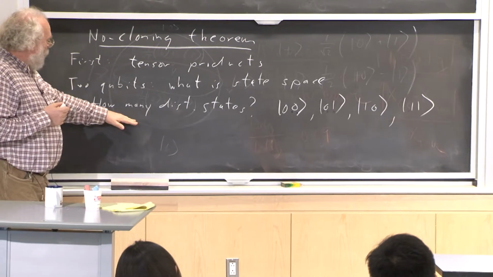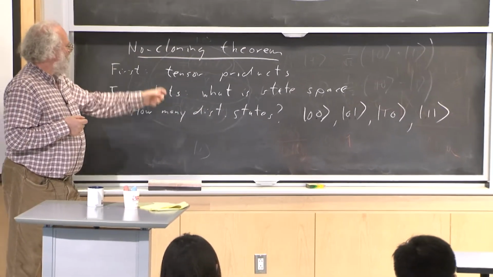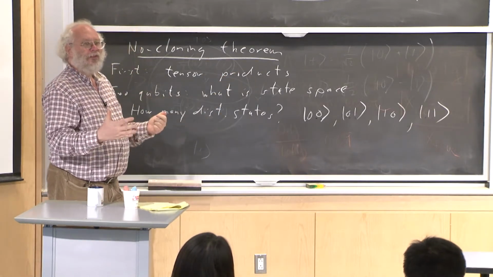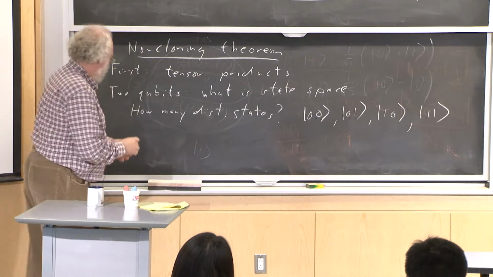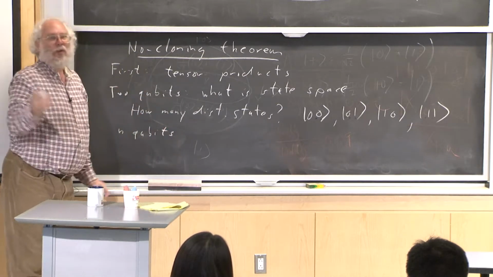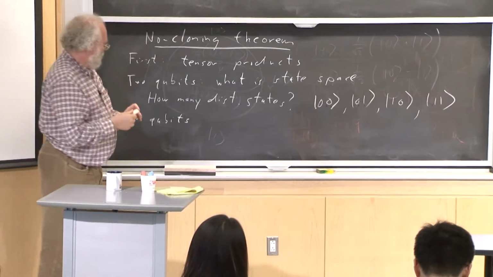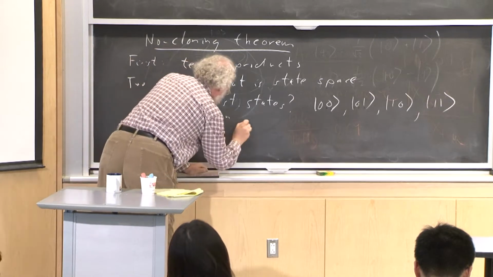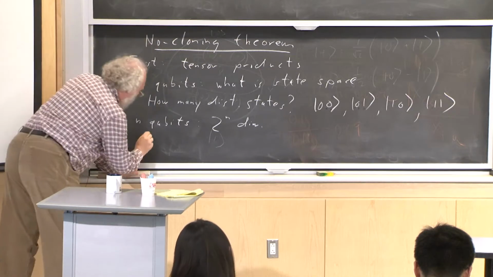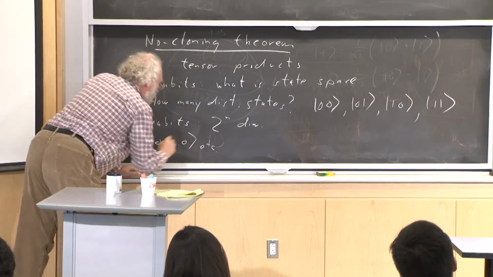And in fact, there are 4 distinguishable states, which means that if you have 2 qubits, your state space has dimension 4. And n qubits, can someone tell me what the size of the state space for n qubits is? 2 to the n. And I probably don't need to write down all the basis states.